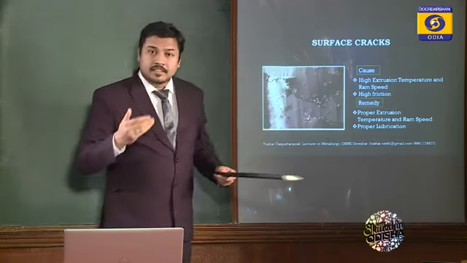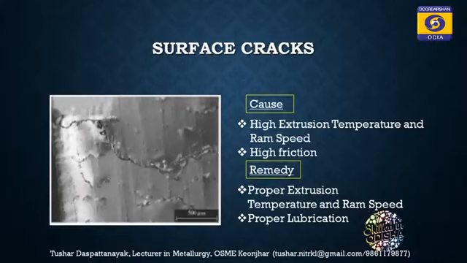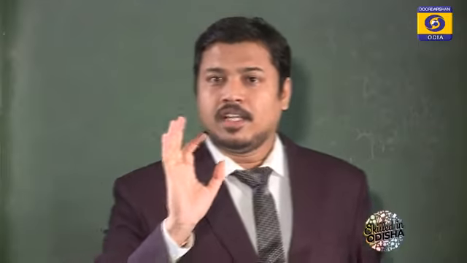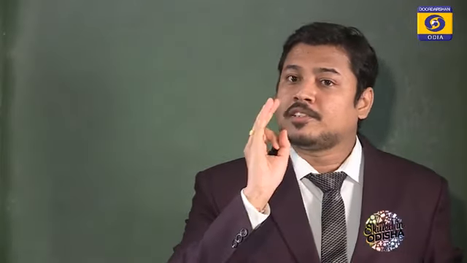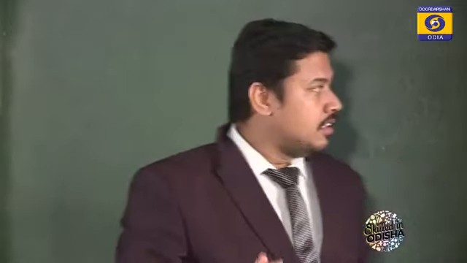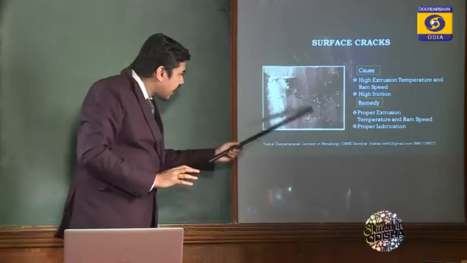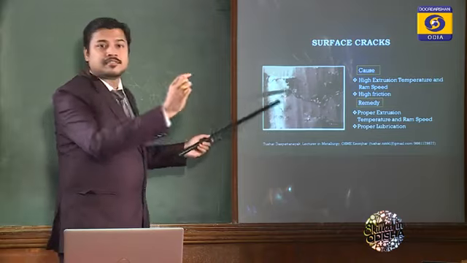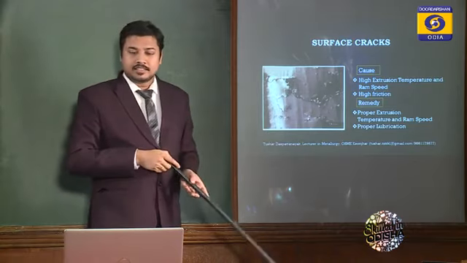How can you do that? What is the remedy? Proper extrusion temperature should be maintained, proper lubrication should be done, and ram speed should be correct as per the calculation. As per the extrusion ratio, the ram speed should be correct. Otherwise, we'll get this kind of cracks all along the surface of the metal billet. Okay.